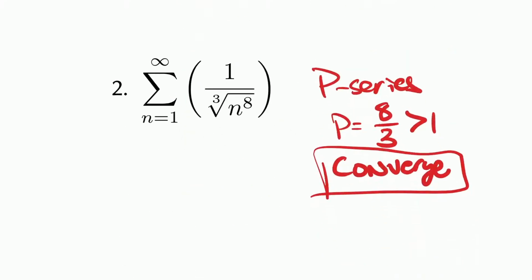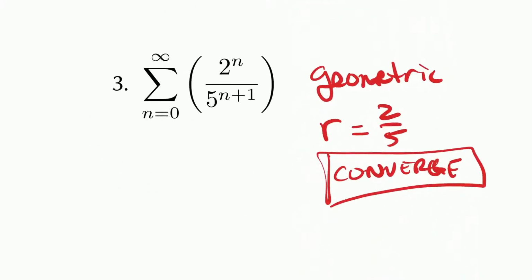Okay, so let's do this one. So it's also a p series. But here, you just need to know what this means. So hopefully you all know that when you do the cube root, that's the same as a 1/3 power. So the power here is 8/3, which is bigger than 1, so this thing converges. So far, so good.